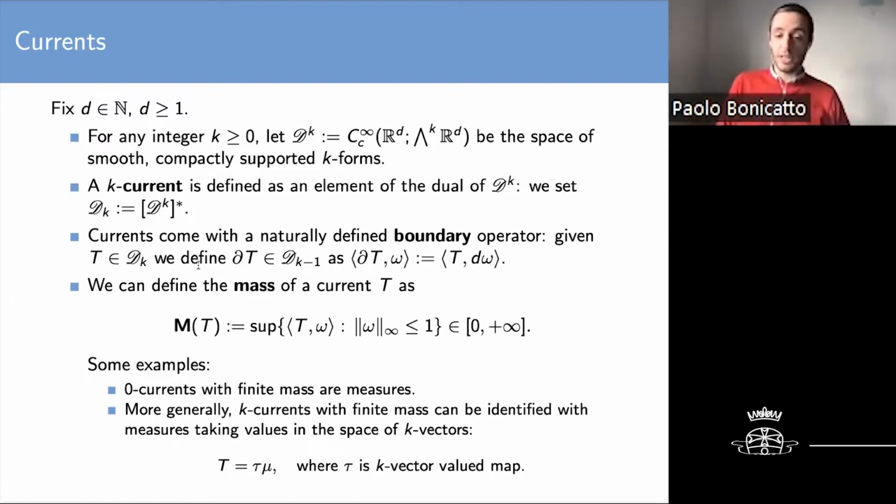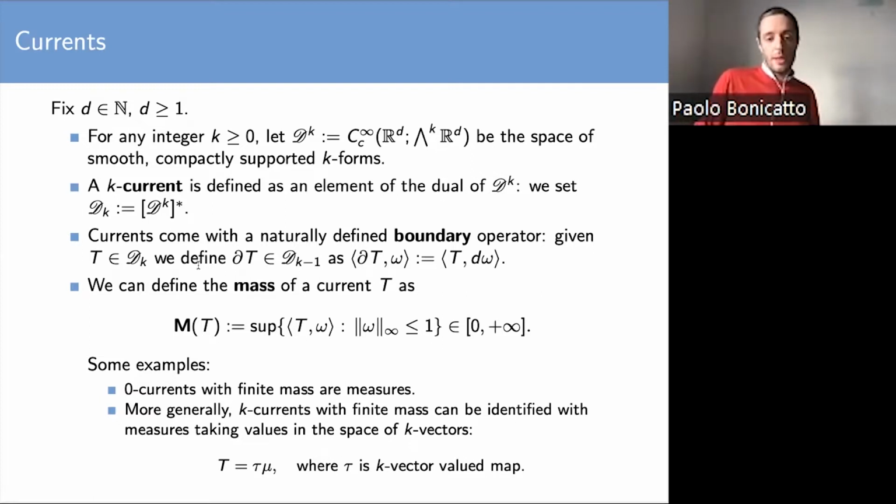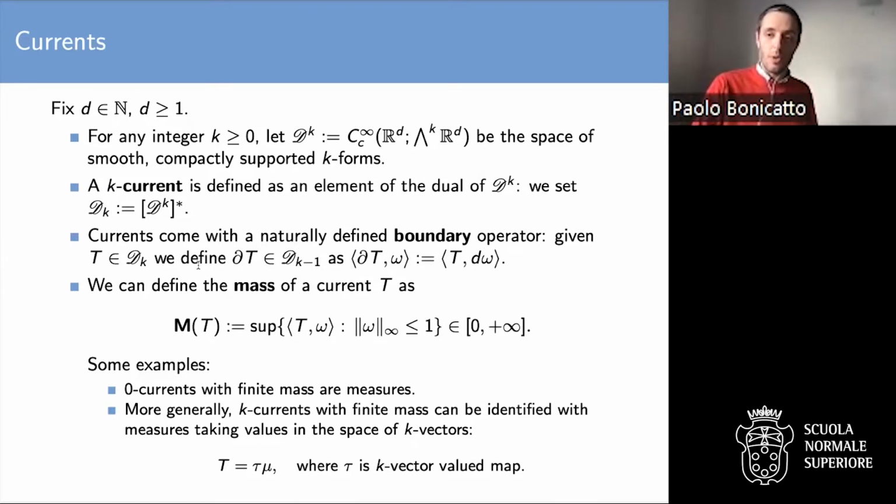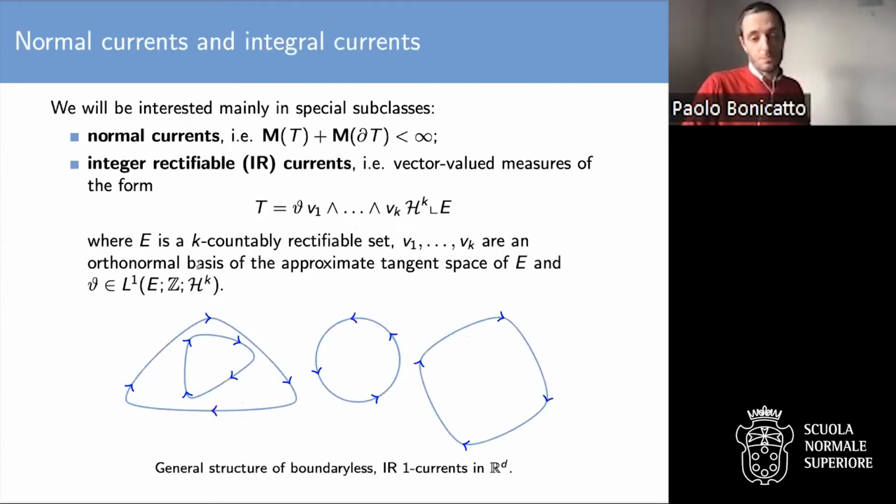Zero currents with finite mass are really nothing but measures, scalar measures, while instead k-currents with finite mass can be written as measures with values in k-vectors. All right, so it's nothing more than that. Actually, to be even more precise, within this talk, I'll restrict my attention to special subclasses of currents.